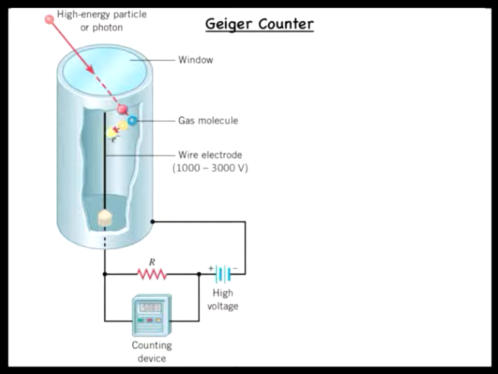When a high-energy particle or photon enters the cylinder, it collides with and ionizes a gas molecule. The electron produced from the gas molecule accelerates toward the positive wire, ionizing other molecules in its path. Additional electrons are formed, and an avalanche of electrons rushes toward the wire, leading to a pulse of current through the resistor R. This pulse can be counted or made to produce a click in a loudspeaker. The number of counts or clicks is related to the number of disintegrations that produce the particles or photons.